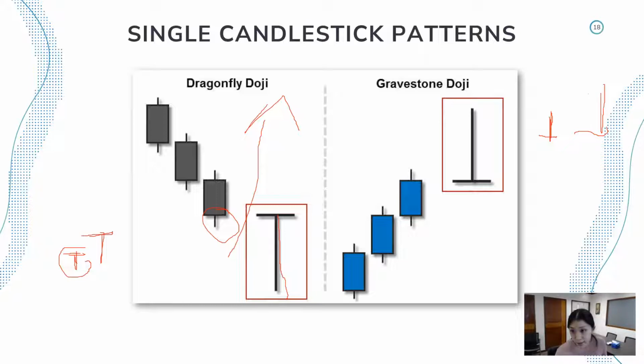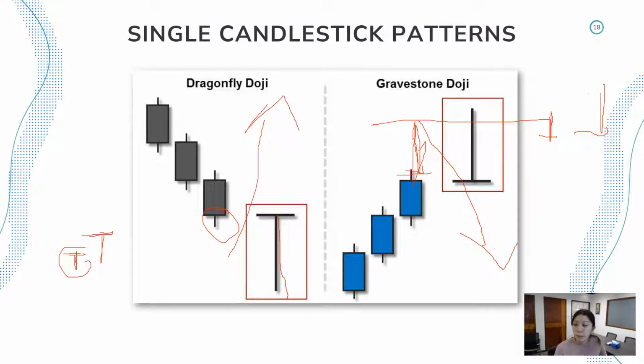So for example, let's take this. If the price goes up to here and you spot that there's a big gravestone, you can go into a trade for a short. So there will be a high probability of the price going into a bearish reversal, if you see a big gravestone doji.